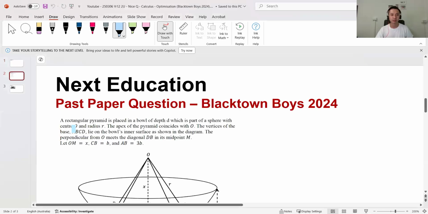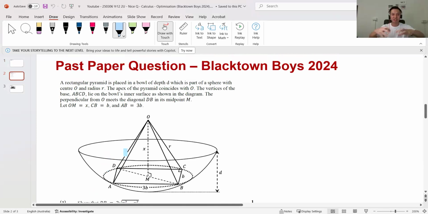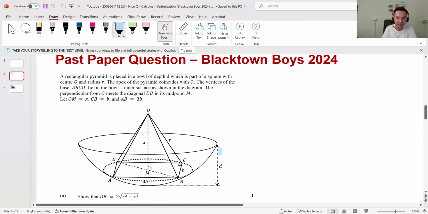So, Blacktown Boys. We have a question here. I love these questions where it's basically geometric shapes within geometric shapes. Let's have a look at this. A rectangular pyramid is placed in a bowl of depth D. I can see that in the diagram, in which there is a sphere with center O and radius R. Okay, cool. The apex of the pyramid is O as well.